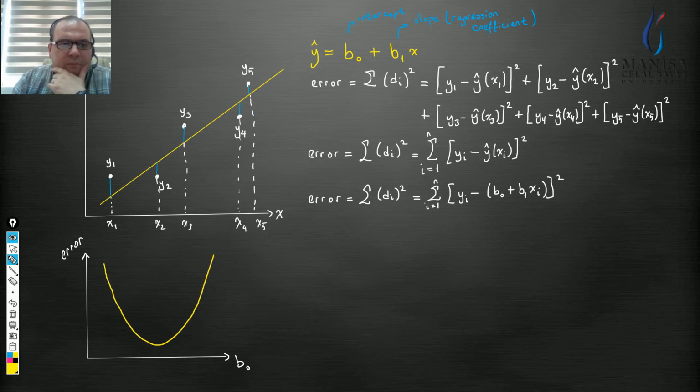For some values of b0 I have some error, and when I increase the value of b0 I have smaller and smaller total error, and at one point if I continue to increase the value of b0, total error starts to increase. So I want to find this value as my b0. I want to find the value which minimizes the error.